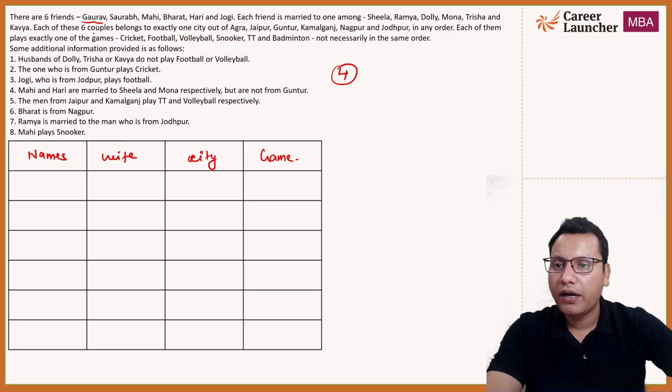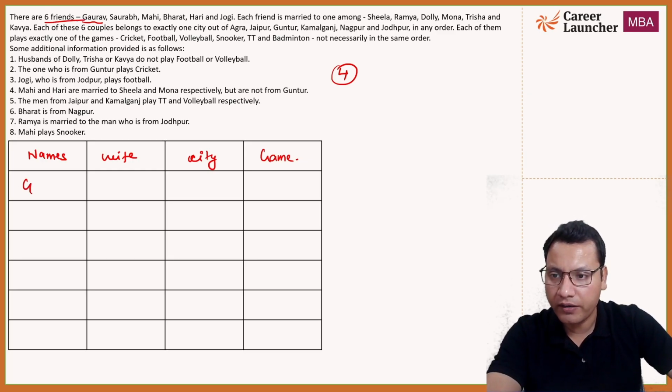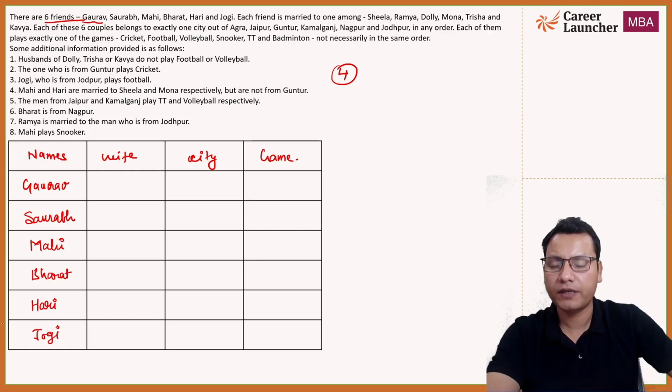Now let's fix one variable into the table, which is the names of the friends. First is Gaurav, second is Saurabh, third is Mahi, fourth is Bharat, fifth is Hari, and lastly Jogi. Okay.